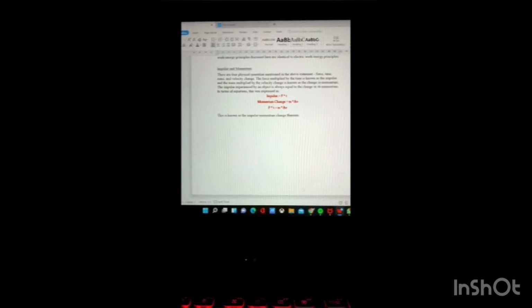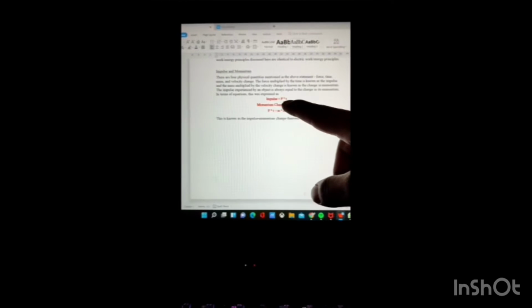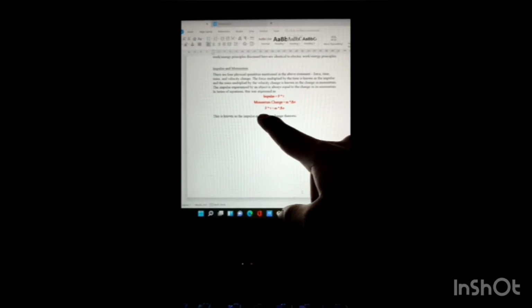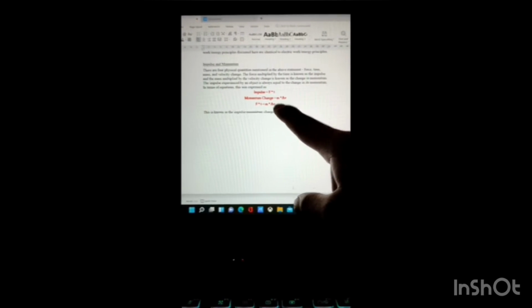Okay, so next we would like to discuss the definition of impulse and momentum. There are always 4 physical quantities associated with this title, and those physical quantities are force, time, mass, and velocity change. The force multiplied by the time is known as the impulse, and the mass multiplied by the velocity change is known as the change in momentum. The impulse experienced by an object is always equal to the change in its momentum. In terms of equation, this can be expressed as shown: impulse equals momentum change. This is known as the impulse momentum change theorem.